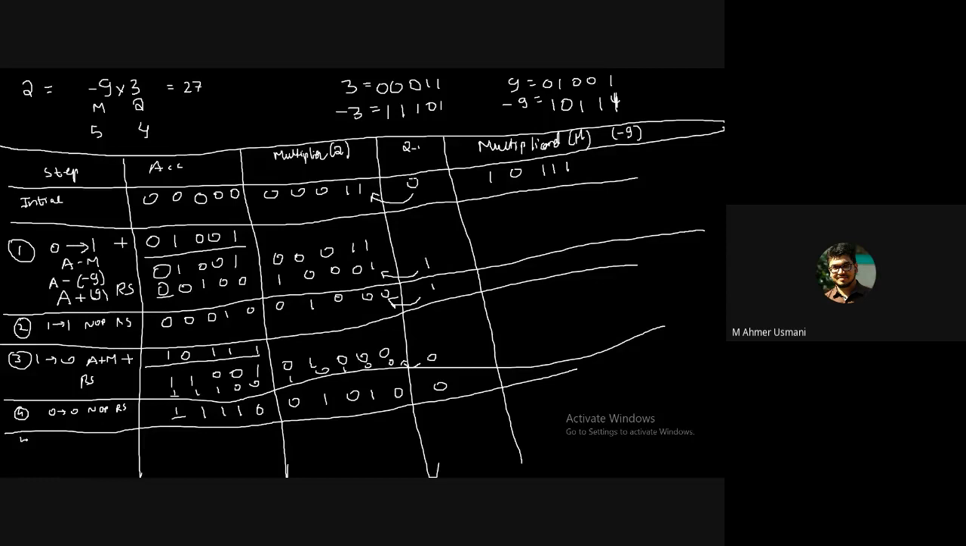Step number 5. The transition is happening from 0 to 0. Again, no operation, and we just perform a right shift. So we get 1 1 1 0 1. This 0 will come over here. Then we have 0 1 0 1. This 0 will come over here. We got a vacant 1 bit, so we retain the MSB. So this is the final answer.